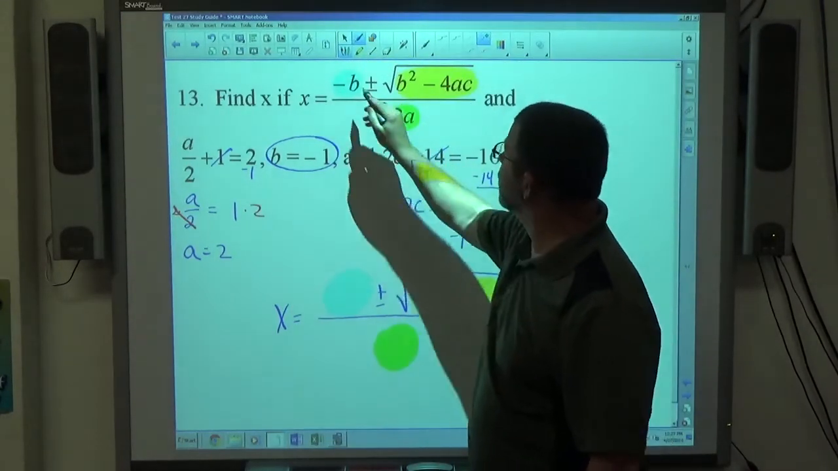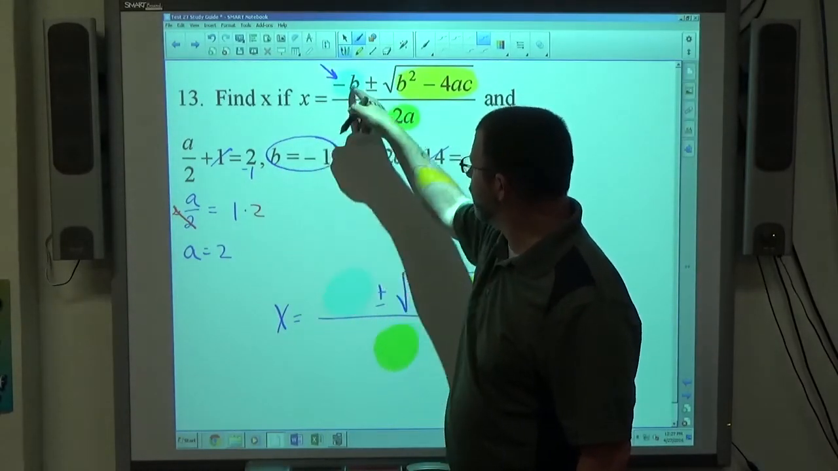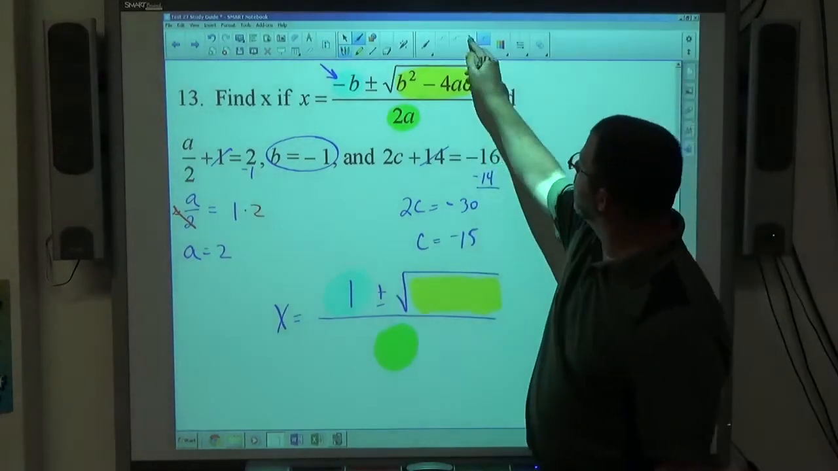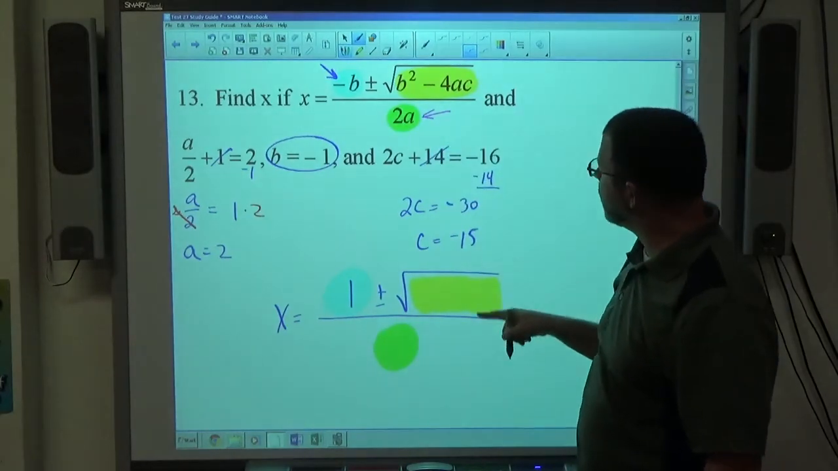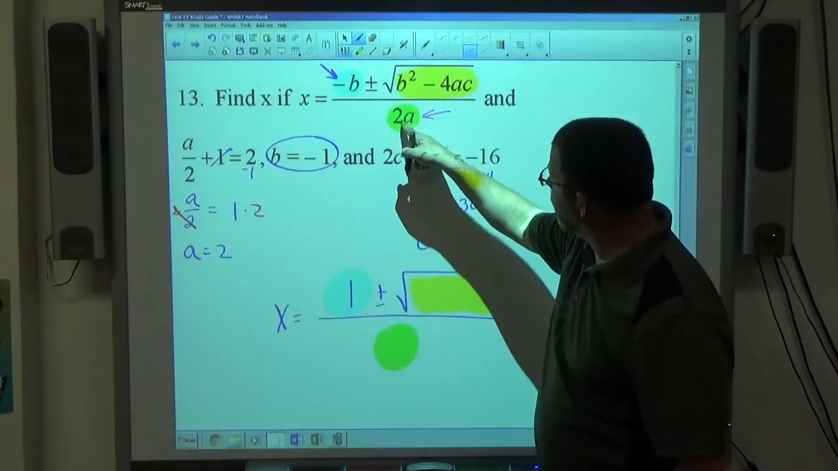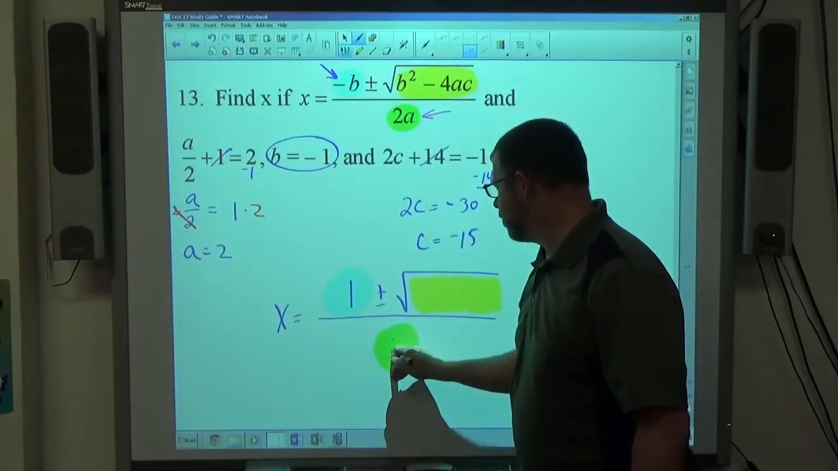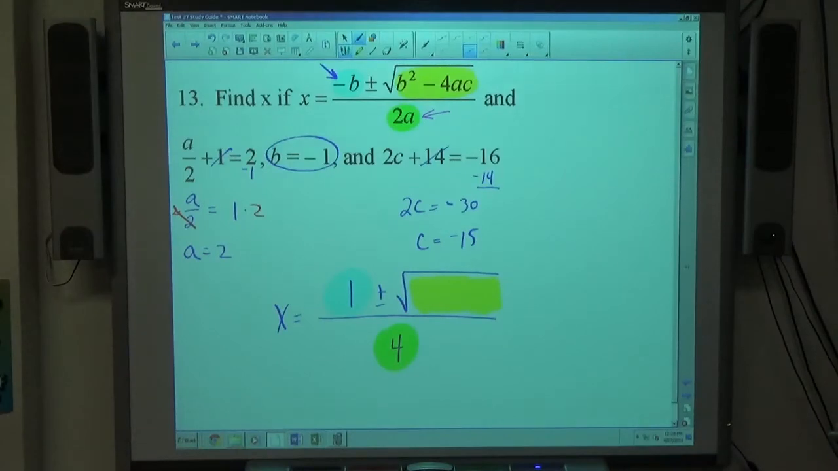So look at this piece first. Minus b means change the sign. So b is negative 1. We change the sign, it becomes positive 1. That's all that is. Look at the bottom piece here. Let's go with purple. That'll probably contrast well. Purple's, this part down here says 2 times a. Well, a is equal to 2. 2 times 2 is equal to 4. Okay, that's all that is. So again, those 2 pieces are real simple. Minus b, change the sign of b. 2a, double whatever a is.